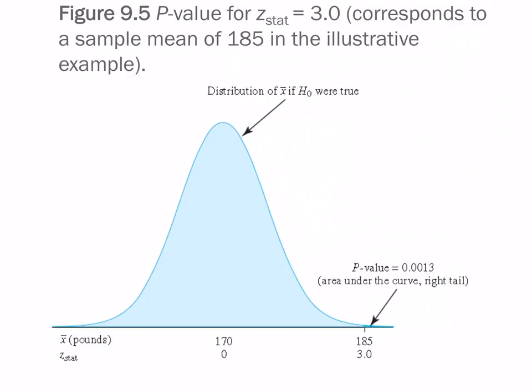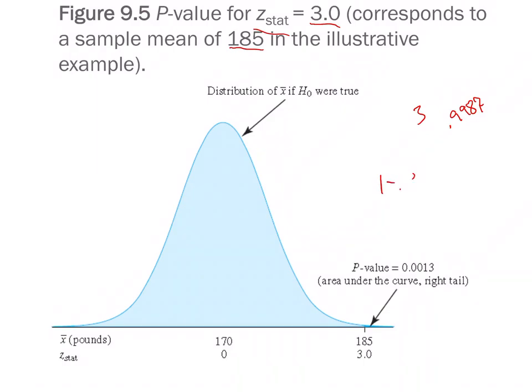So let's do the second part. The p-value for a z-stat of 3, like we calculated, corresponds to the sample mean of 185 that we did earlier. So if you go to table B in the back and find 3, you'll find that the cumulative probability at 3 is equal to 0.9987.